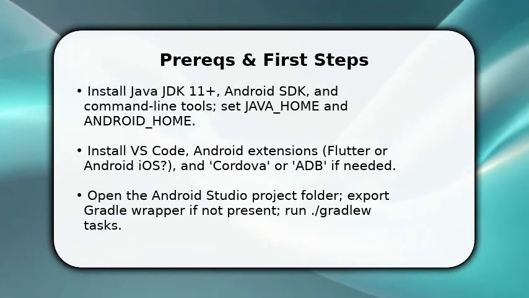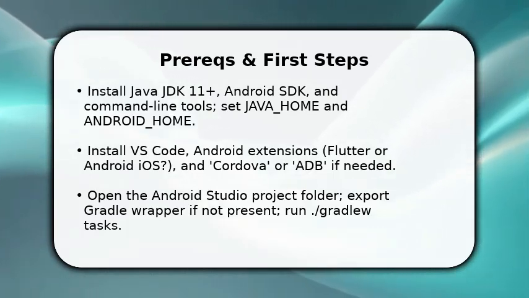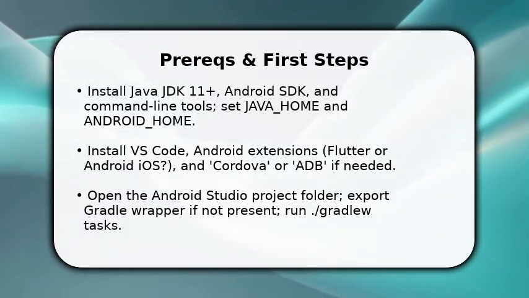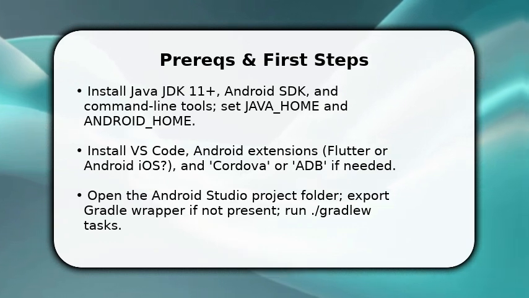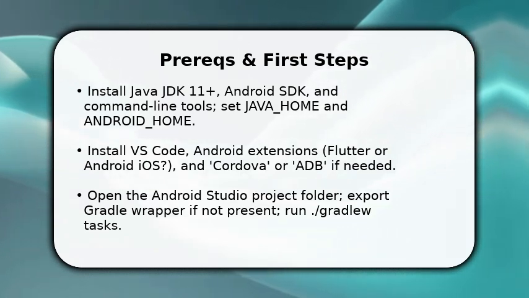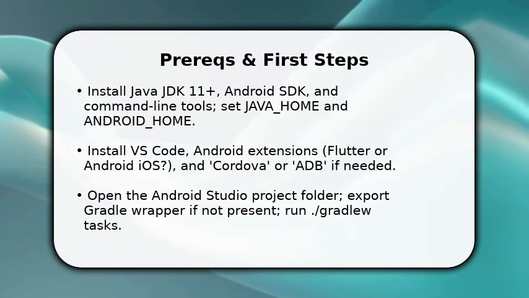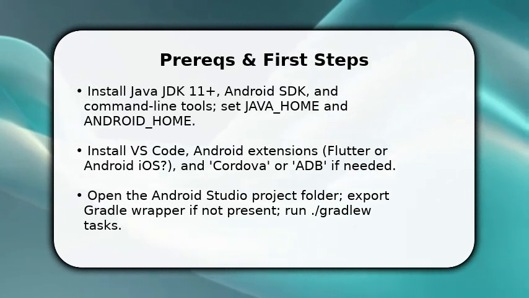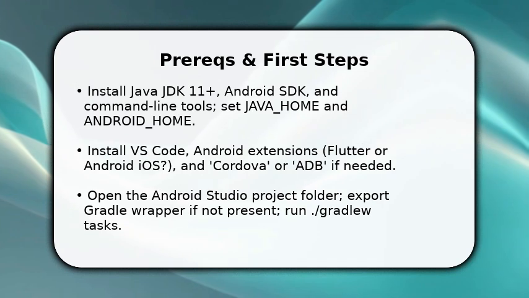You start by making the environment usable. Install JDK 11 or newer and the Android SDK, then export Java Home and Android Home so tools find them. Next, open VS Code and add the Android-related extensions you need. This gives you device integration and Gradle helpers.